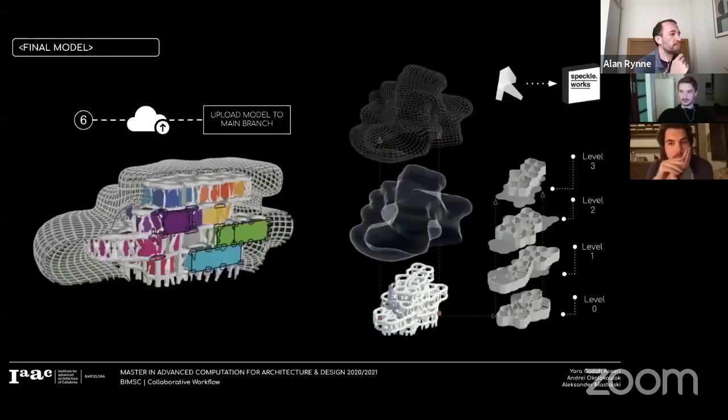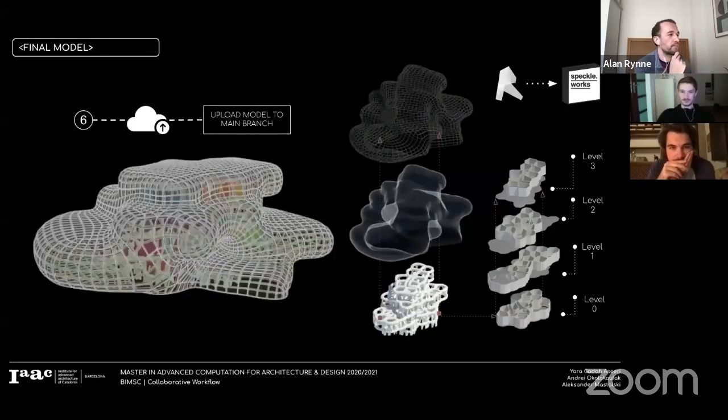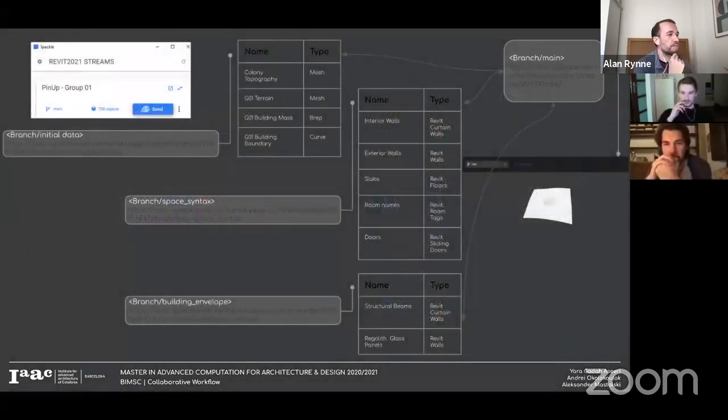Here are some of the components that were used in Revit to explain in a diagrammatic kind of approach. And this slide, just in conclusion, gives an overview of how we work with the Speckle stream in terms of the branching system. So we used one stream, but with four branches. As you can see, the initial data is shown in the table, and that is followed by the space syntax and finally the building envelope. And these three branches finally fed into the main one.